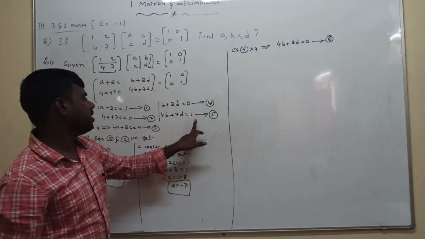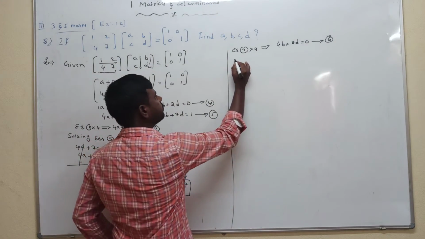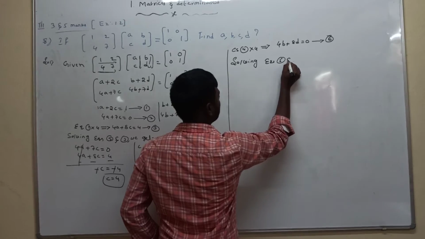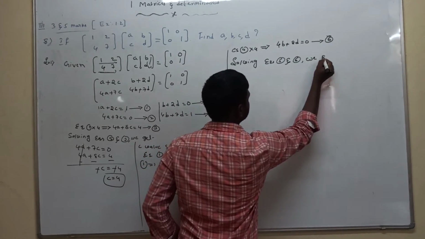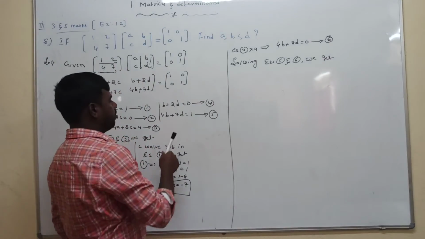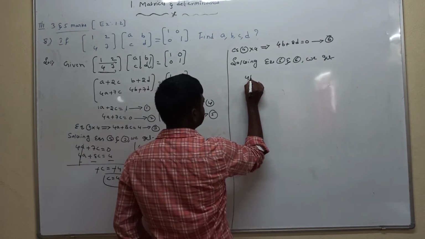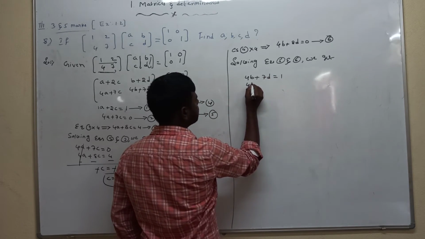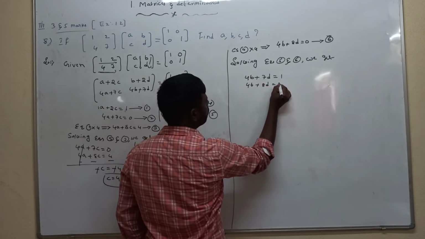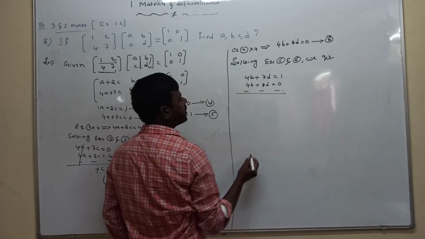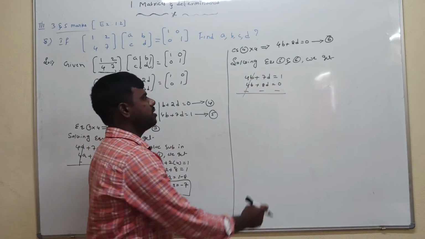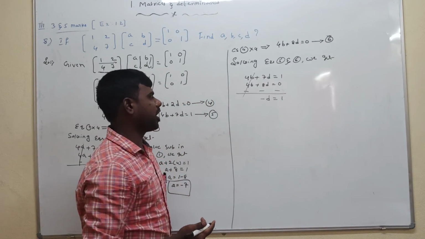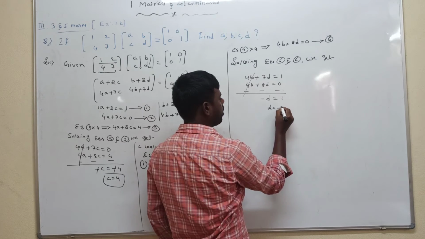Now solving equations 5 and 6. Equation 5 is 4B plus 7D is equal to 1. The sixth equation is 4B plus 8D is equal to 0. Subtracting, the signs will be changed. 4B minus 4B gets cancelled. 7D minus 8D is minus D is equal to 1. Multiplying both sides by a negative, we get D is equal to minus 1.